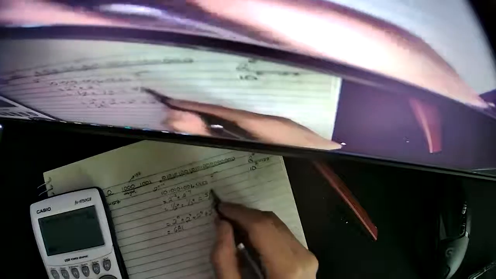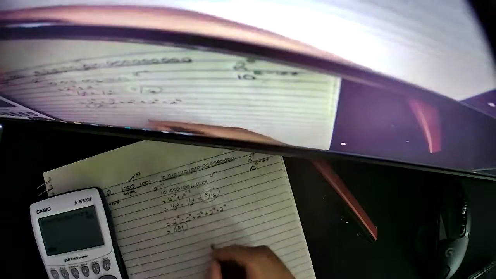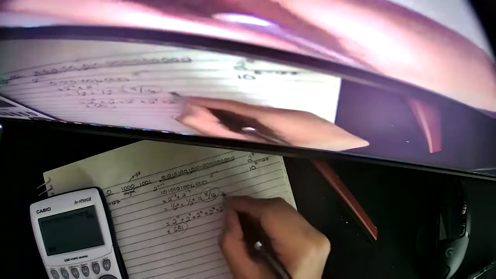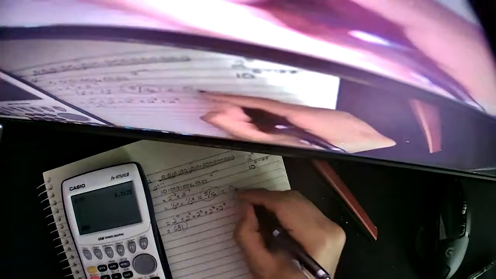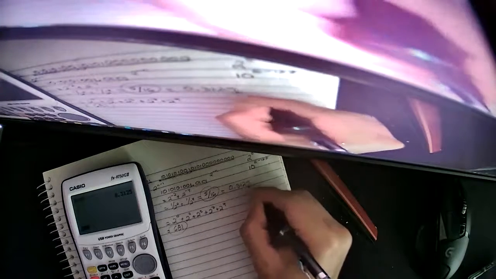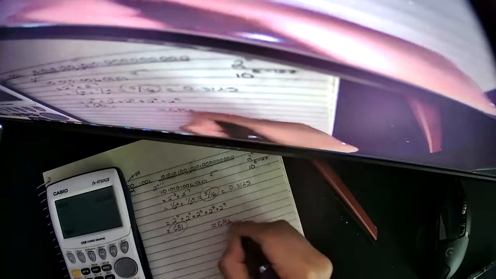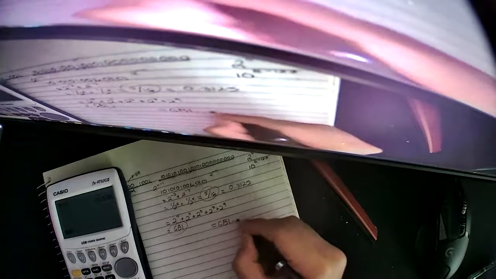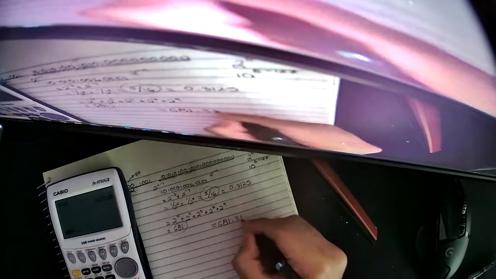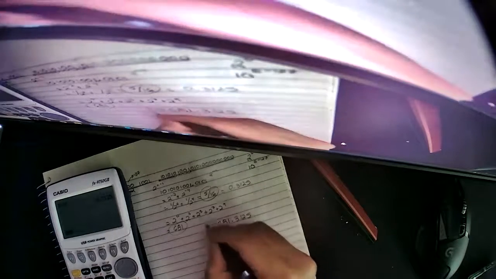And then we just add both of these together. I mean, we can convert this to decimal. So 5 divided by 16 is 0.3125, and then we just add these two together, and our final answer is 681.3125.